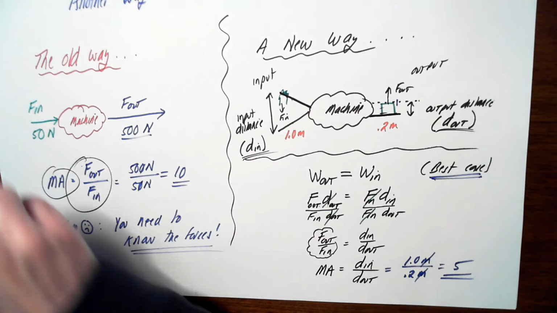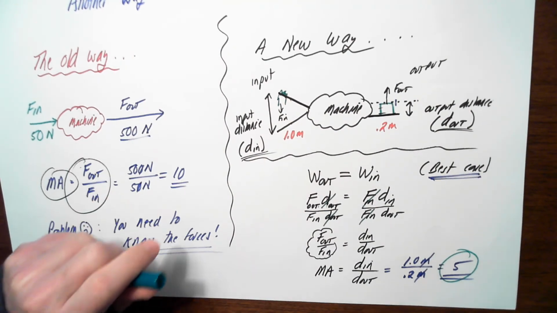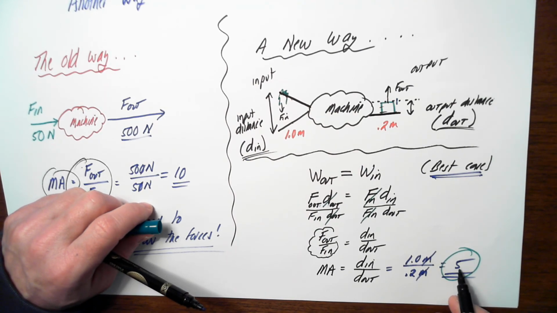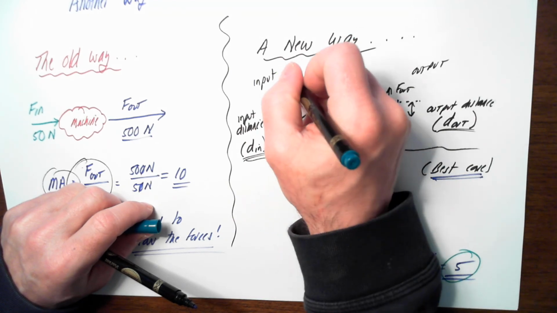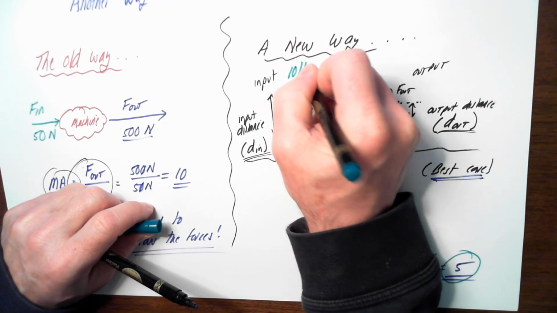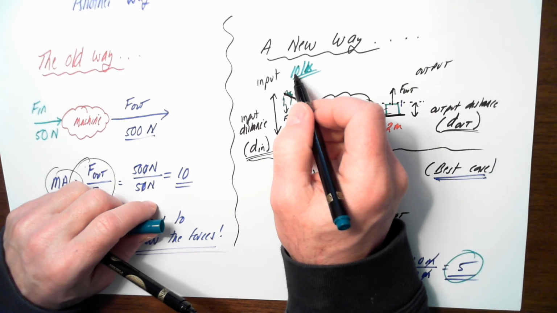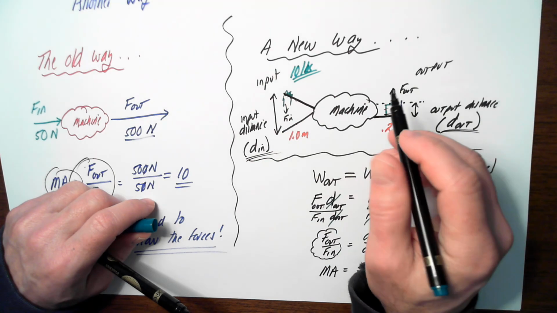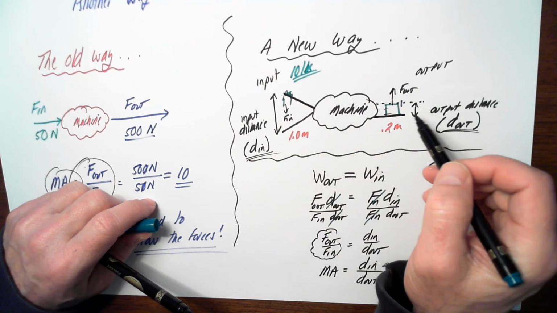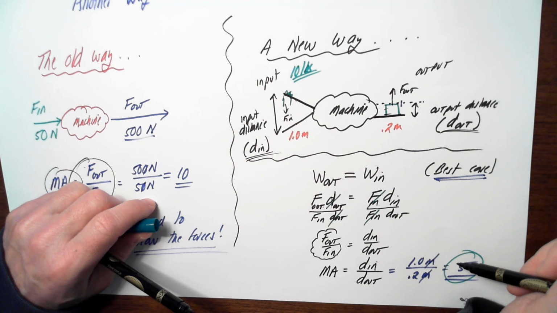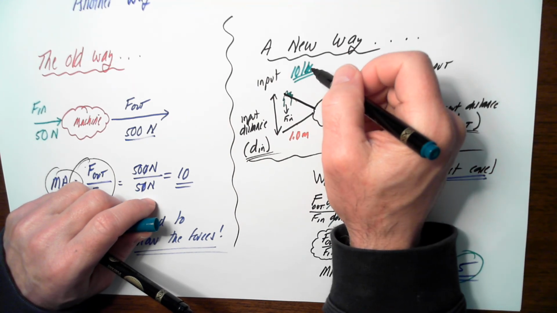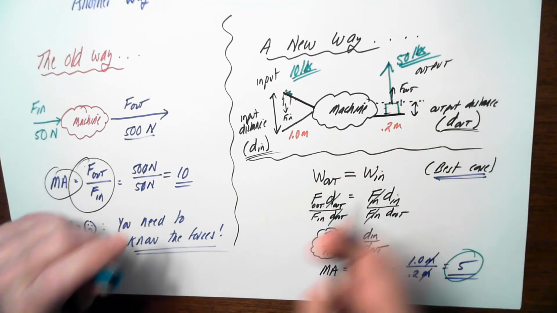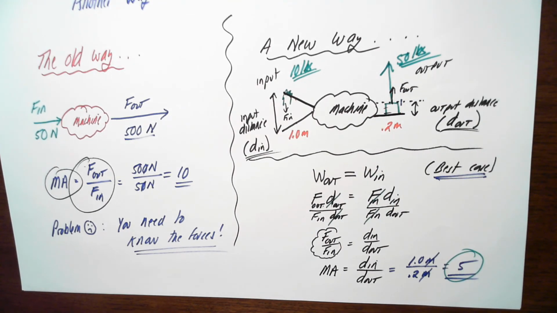So if I get 5 times more force out of my machine than I put in, say you were to pull down with 10 pounds of force, that's like 45 newtons. How much force would come out of this machine? Well, you would get 5 times what you put in. So you would actually get 50 pounds of force coming out of your machine. There's mechanical advantage.